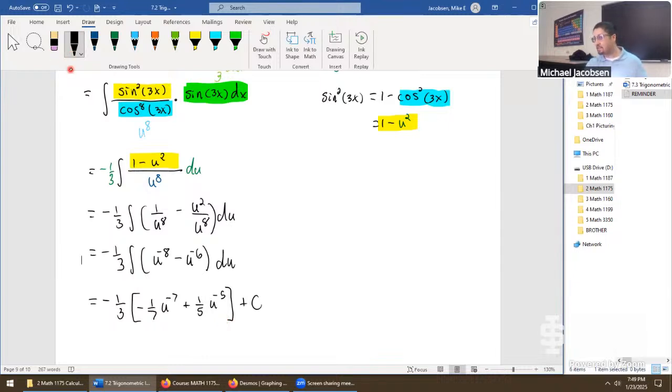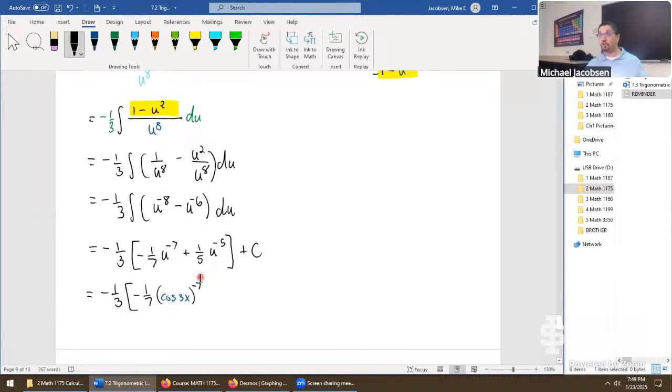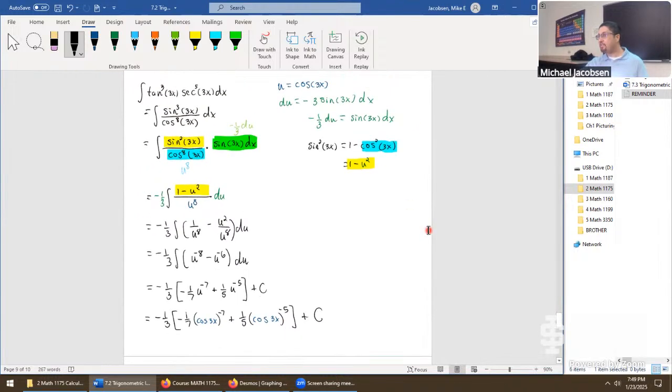So we've got -1/3, -1/7. I'll leave it just as a cosine function, cosine 3x, putting the power on the outside in this one just for clarity, since, like we mentioned before, there's a chance for a misinterpretation with a negative exponent. +1/5 cosine 3x power -5 plus a constant. So that's equally a valid approach.